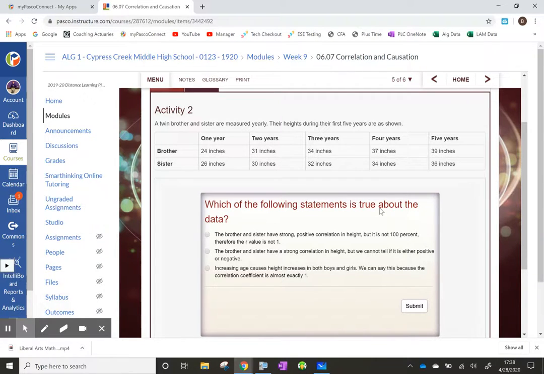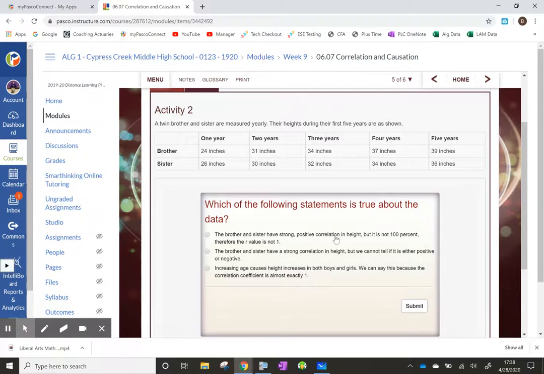The brother and sister have strong positive correlation in height, but it is not 100%, therefore the R value is not 1. Or the brother and sister have a strong correlation in height, but we cannot tell if it is either positive or negative. Increasing age causes height increases in both boys and girls. We can say this because the correlation coefficient is almost exactly 1.